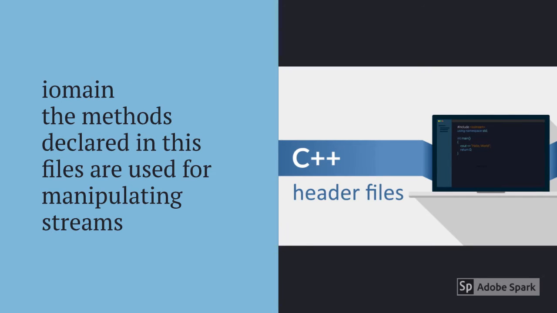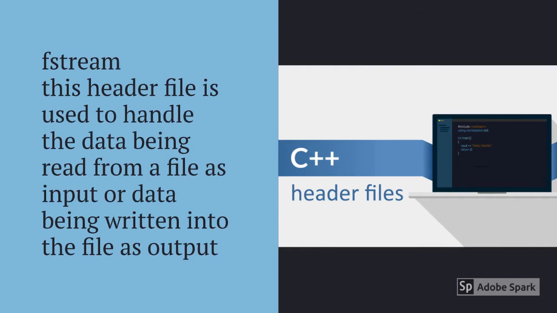iomanip stands for Input-Output Manipulators. The methods declared in these files are used for manipulating strings. This file contains definitions like setprecision or setw. For fstream, this header file mainly describes the file stream. This header file is used to handle the data being read from a file as input or data being written into the file as output.